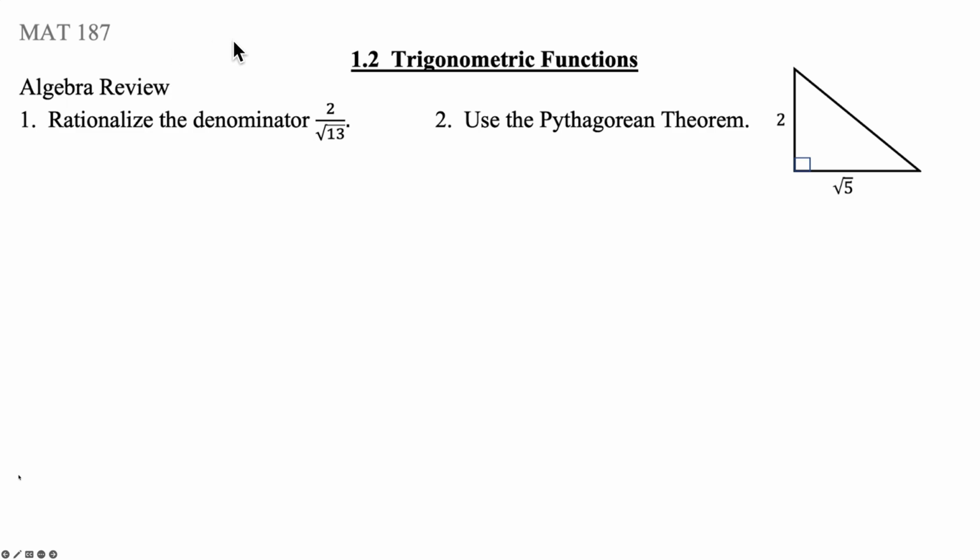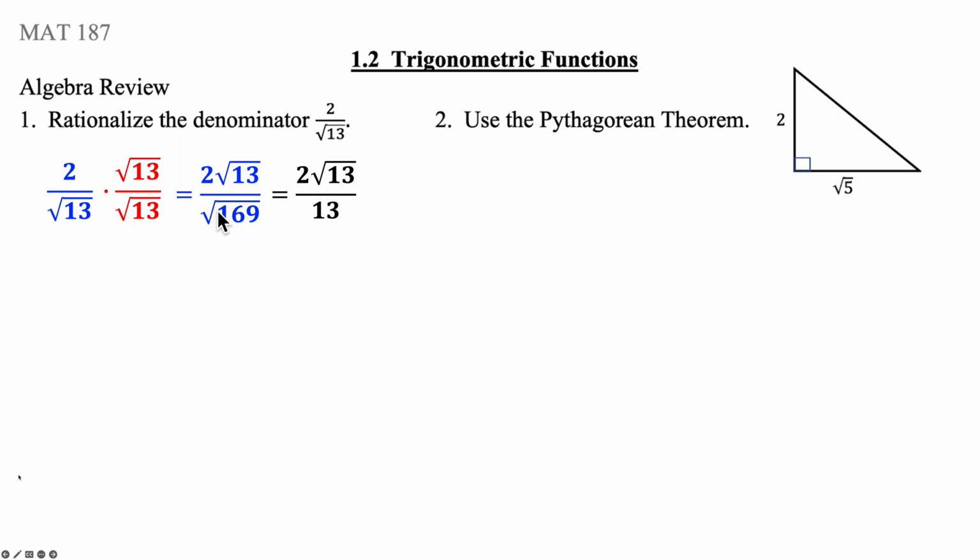All right, section 1.2, looking at trigonometric functions, but we're going to do a little algebra review here, talking about rationalizing a denominator. We don't want to have a radical or square root symbol in our denominator. So to rationalize it, we technically multiply the denominator by itself. So we don't want to change the value. We'll multiply by a value of 1. The square root of 13 over square root of 13. On the bottom gives me the square root of 169, or if you will, 13 squared, which cancels the square root. And that gives us 2 square root of 13 over 13.